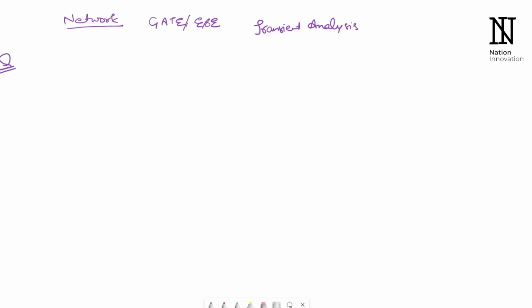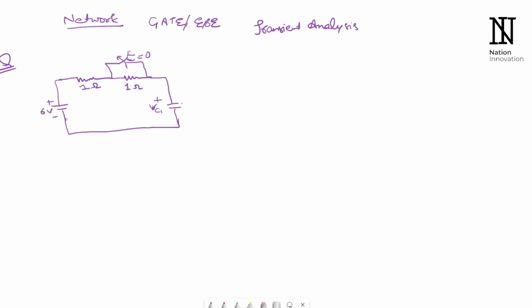We have a question where we are given a circuit. Let me draw the circuit for you. We have a 1 ohm resistor. Again, we have a 1 ohm resistor, and across this second 1 ohm resistor we have a switch. This switch is opened at t equals 0. At this end we have a 6 volt supply. At this end we have a capacitor. Voltage across it is E1, and the capacitor value is given as 10 to the power minus 4 farad.